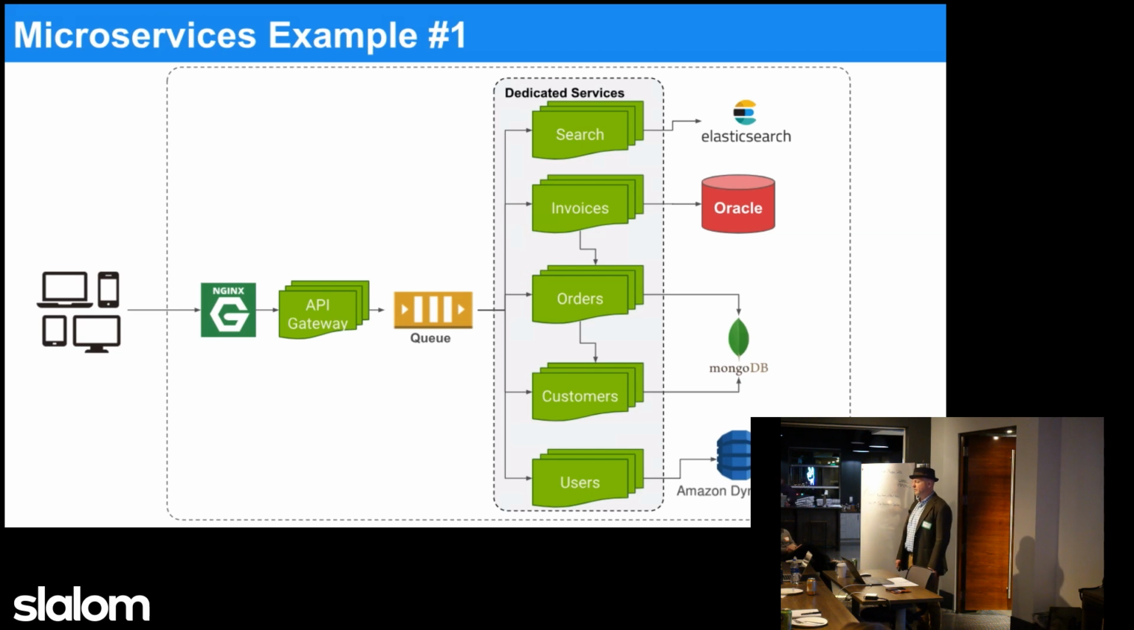So we might have a microservice dedicated to just search that talks to Elasticsearch. We have a thing that'll do just invoices that talks to our Oracle database that's keeping all of our financial records in it. Orders and customers might be in MongoDB. Users, we might throw in DynamoDB because we're lazy and we hate ourselves. But not a fan, in case you couldn't tell.